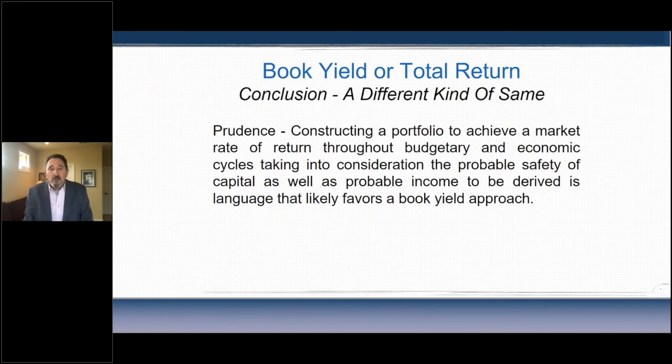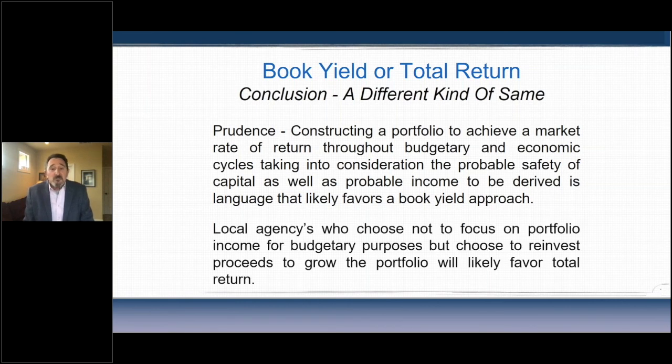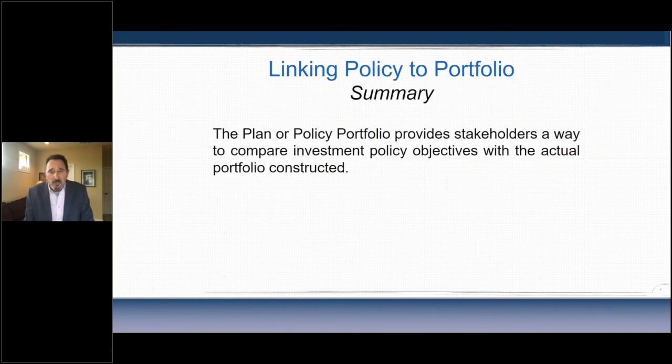So book yield or total return, conclusion, they're really just a different kind of saying. From a prudent standpoint, constructing a portfolio to achieve a market rate of return throughout budgetary and economic cycles, taking into consideration the probable safety of capital as well as the probable income to be derived, likely favors a book yield approach. Local agencies who choose not to focus on budgets, but focus on the reinvestment of those proceeds back into the portfolio, will likely favor total return. It's not one is better than the other. It's really what is your entity focused on.